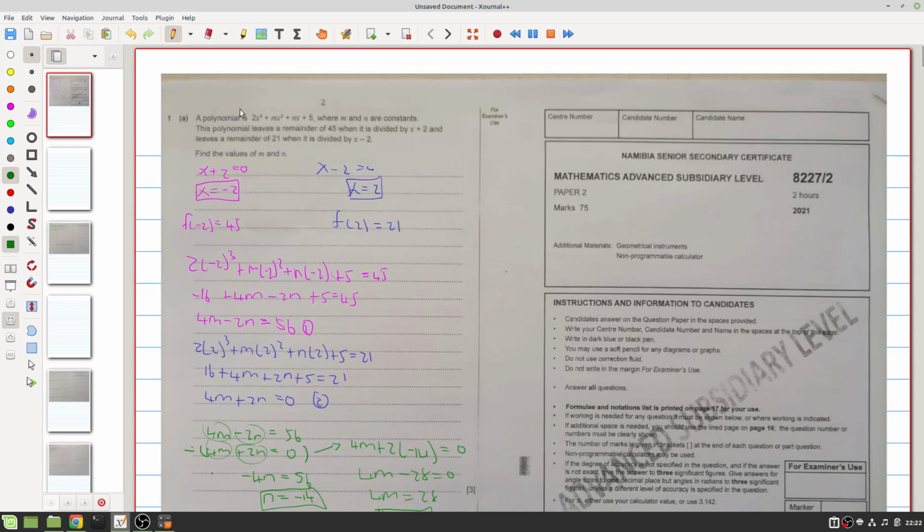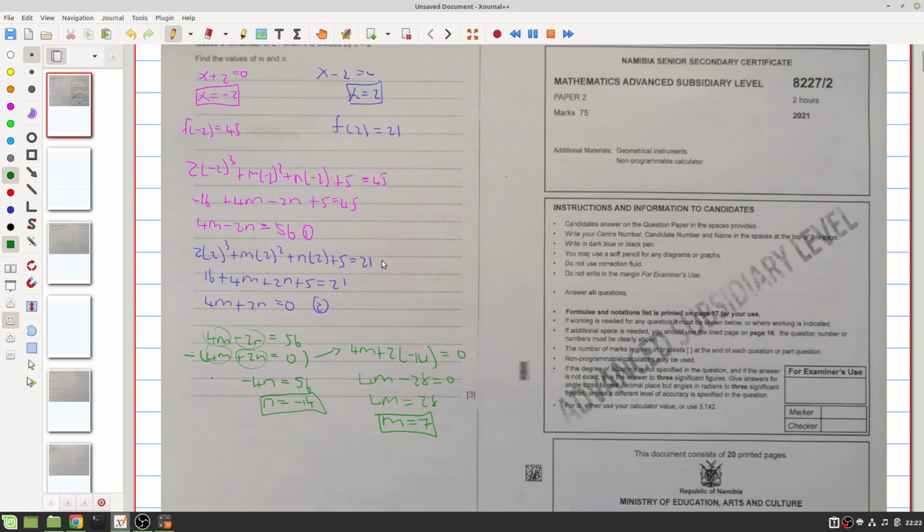Okay, so just to recap again, if they tell us the polynomial leaves a remainder of 45 when divided by x plus 2, that means x plus 2 equals 0, so x equals -2. If we substitute x equals -2 into this equation, then the answer is going to be 45, because that gives the remainder when you substitute this value in. So that's how you can build the two equations to simplify.